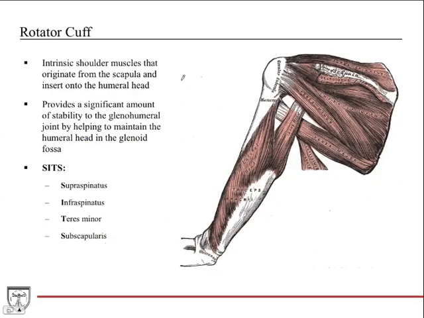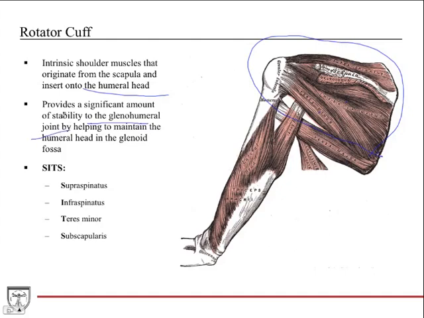So the rotator cuff, the main player here, these are part of the intrinsic shoulder muscles. They originate from the scapula and insert onto the humeral head. This is a great picture of the rotator cuff. Really, if we could do a circle around the rotator cuff, I'd say this is the rotator cuff right here: teres minor, infraspinatus, supraspinatus, and then subscapularis is on the anterior part. It provides a significant amount of stability to the glenohumeral joint.